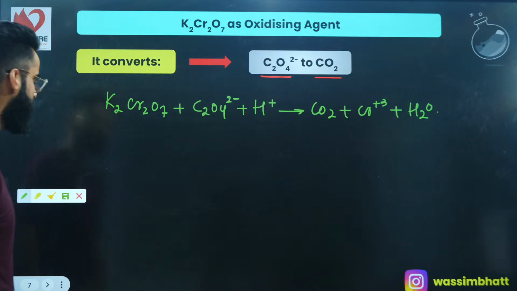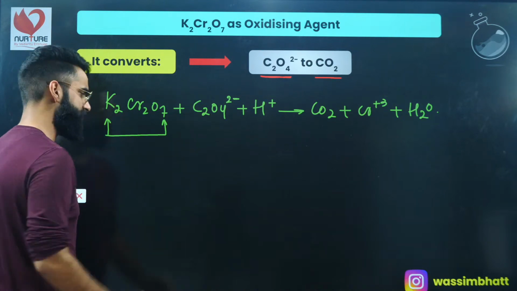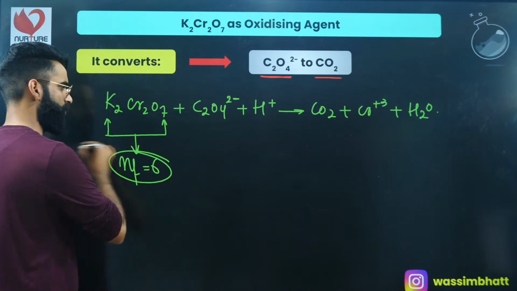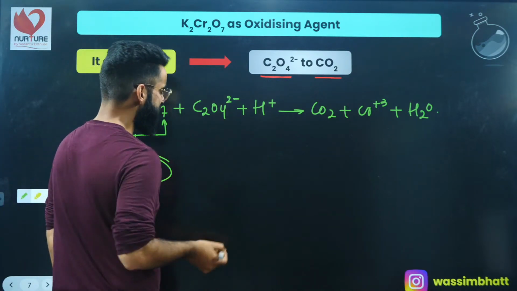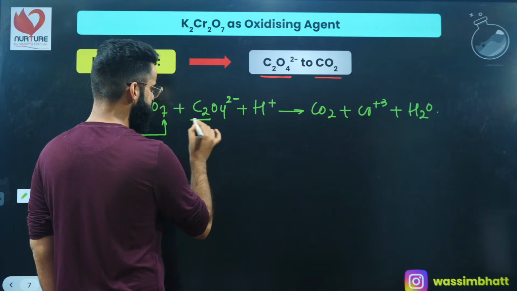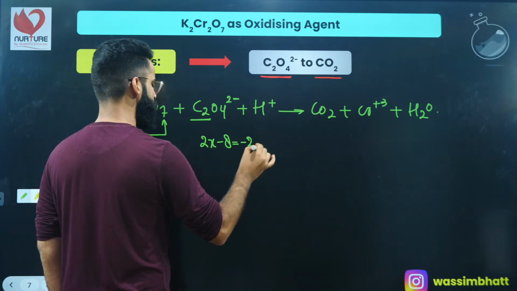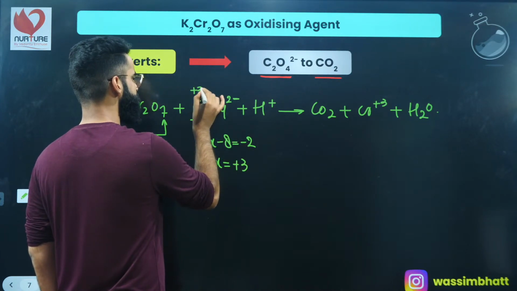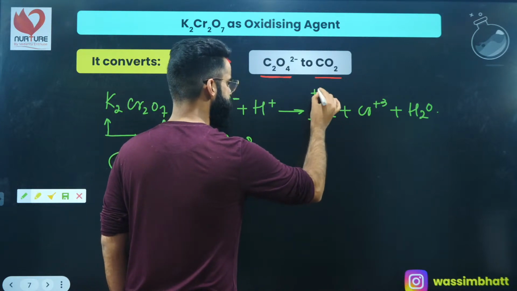Now, is K2Cr2O7 participating in the acidic medium? Yes. And whenever K2Cr2O7 participates in the acidic medium, its N factor is going to be 6, as you all must be familiar with, right? What about the N factor of this oxalate ion? Let me calculate the oxidation state of carbon, which is going to be 2x minus 8 is equal to minus 2. So the value of x comes out to be +3, right? So +3 is the oxidation state of carbon over here. What about the oxidation state of carbon right here? It's going to be +4.